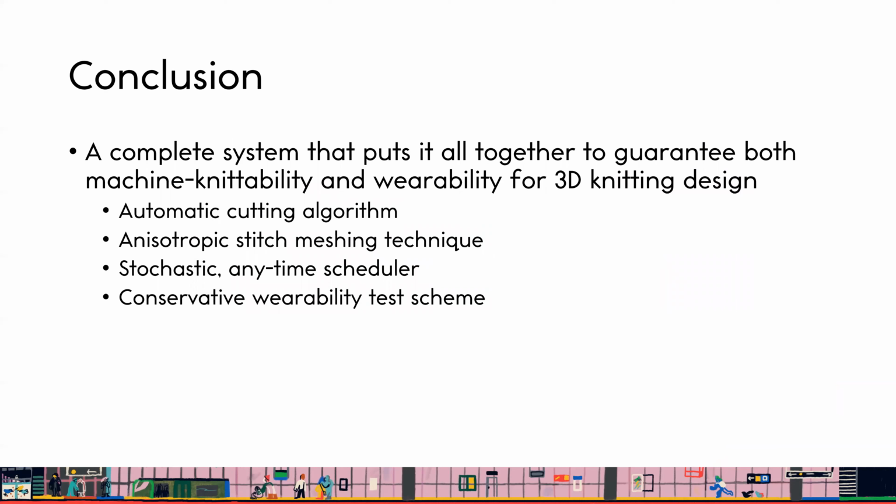So in conclusion, we introduce a complete system that puts it all together to guarantee both machinability and wearability for 3D machine knitting design, including an automatic cutting algorithm, an anisotropic stitch meshing technique, a stochastic anytime scheduler, and a constructive wearability test.